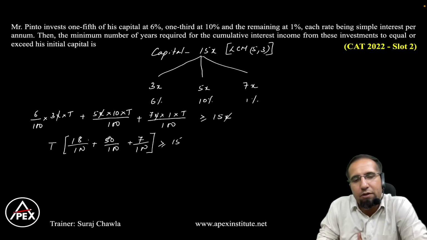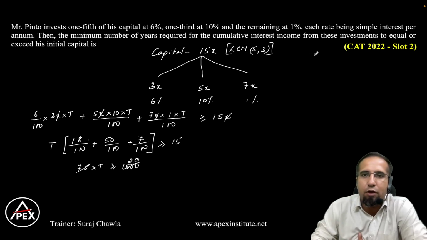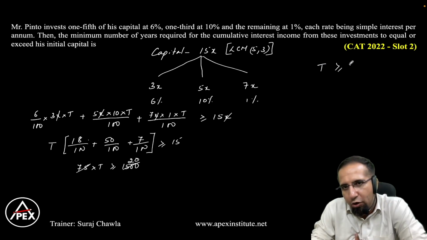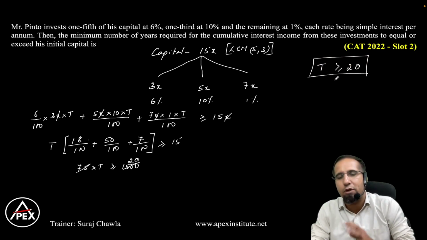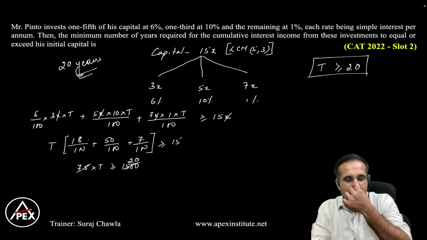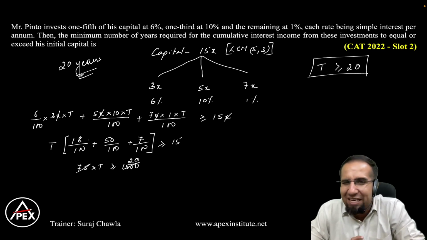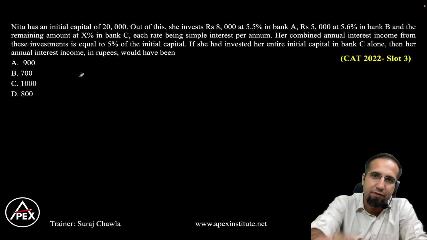And this whole should be greater than or equal to 15. So what do we get? 18 plus 50 plus 7 is 75. So we get 75 into t should be greater than or equal to 1500. I know that 75 into 20 is going to be 1500, so the value of t should be greater than or equal to 20. Now what is the question asking us? The question is asking the minimum time frame. So the minimum time frame here should be 20 years for the total income to be equal to or exceeding the initial capital. So this was a very simple question, excluding the part that it was a bit calculation intensive.